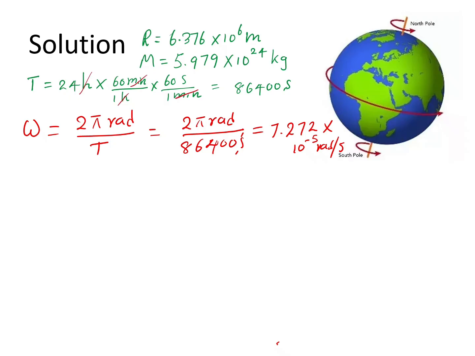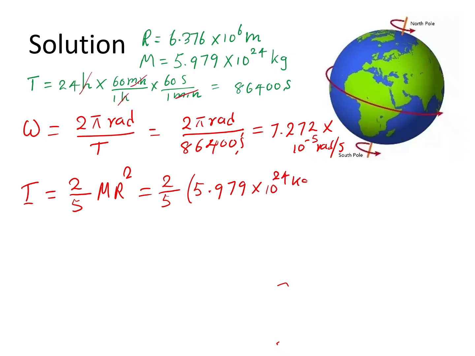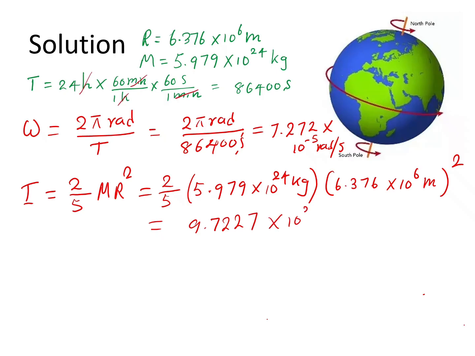Next, we calculate the moment of inertia. So I equals 2 divided by 5 times m times r squared. And we can substitute the values. So 2 fifths times 5.979 times 10 to the power 24 kilograms times 6.376 times 10 to the power 6 meters squared. And we get 9.7227 times 10 to the power 37 kilograms meter squared.